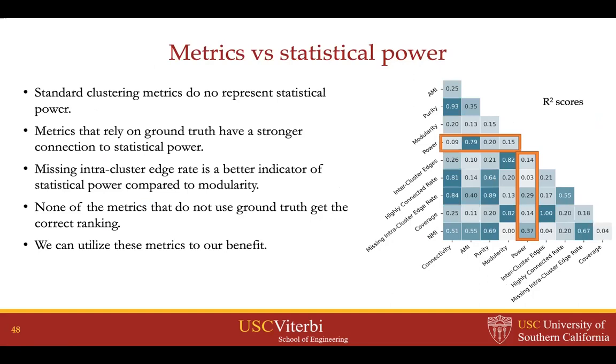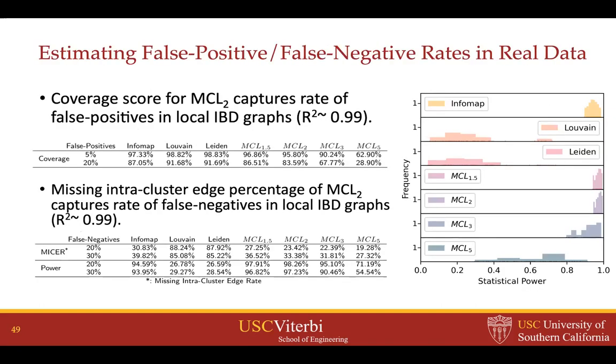We also looked at common clustering metrics to see whether, in the absence of a ground truth, we can use these metrics to find out more about the performance of our clustering algorithm. We found that we cannot use them, and there is no realistic way of using any metric that is not based on a ground truth for our statistical power. However, we were able to find a use case for this.